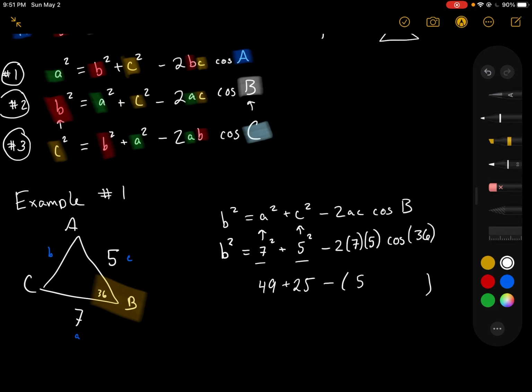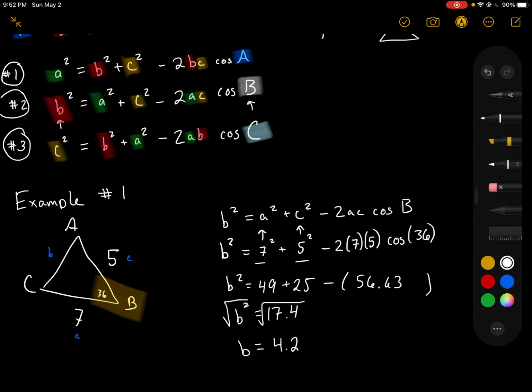All right, so we have cosine 36 times 2 times 7 times 5. That value is going to get us about 56.63. So we'll take 49 plus 25 minus 56.63. That'll get us a b squared value of approximately 17.4. Then to solve for b, we take the square root, and we get b equals approximately 4.2.